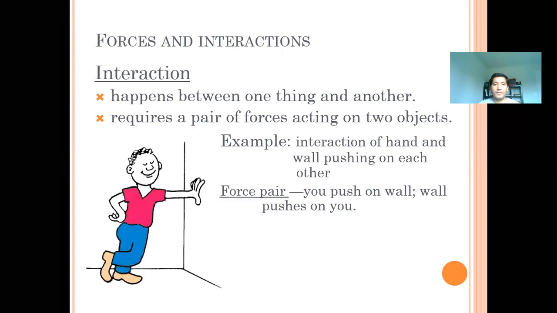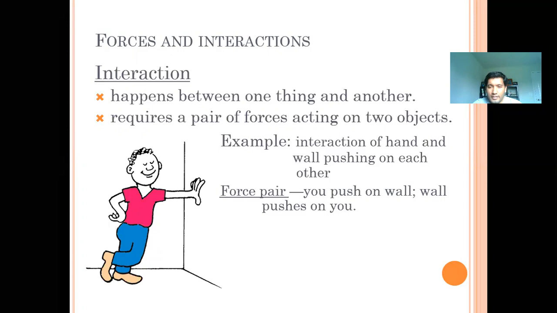Okay, that's the key: interactions. Interaction happens between one thing and another thing. We need two things to have an interaction, right? This is one thing, there is no interaction. These are two things, there is interaction, right? So if I'm pushing this hand against the other hand, then this hand you can call action, and the opposite hand is also pushing. That is reaction. So action and reaction are always equal and opposite to each other.